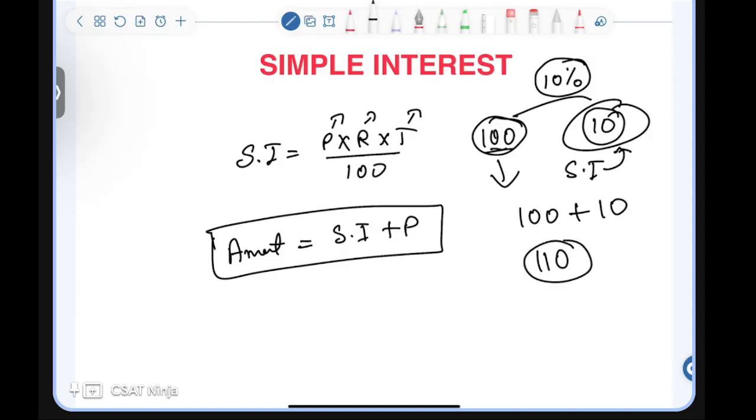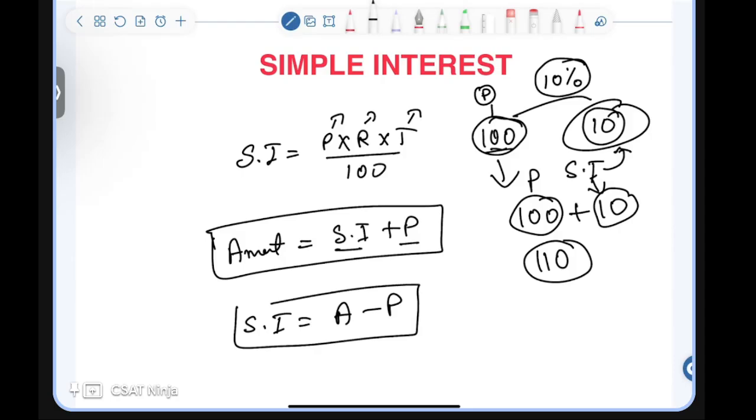So if you look here, this 100 is nothing but principal, because you are lending out 100 rupees. And this 10 is nothing but simple interest. So simple interest plus principal will give you the amount. Amount means your principal along with the interest. If I want to rearrange this, it can also be written like this: simple interest is nothing but amount minus principal. In problems, we use this one a lot.